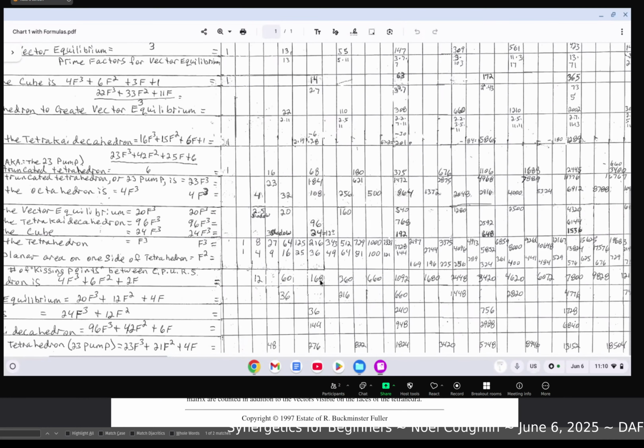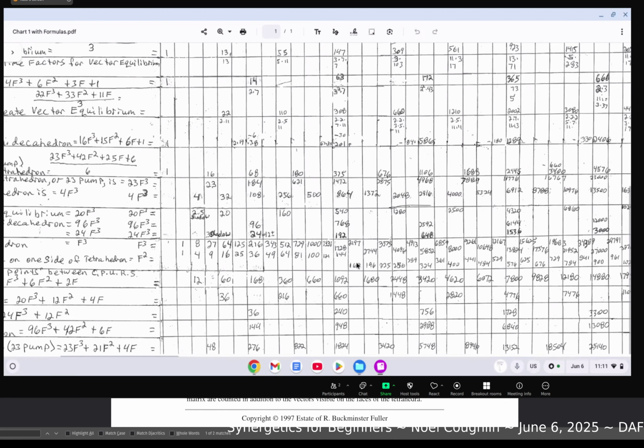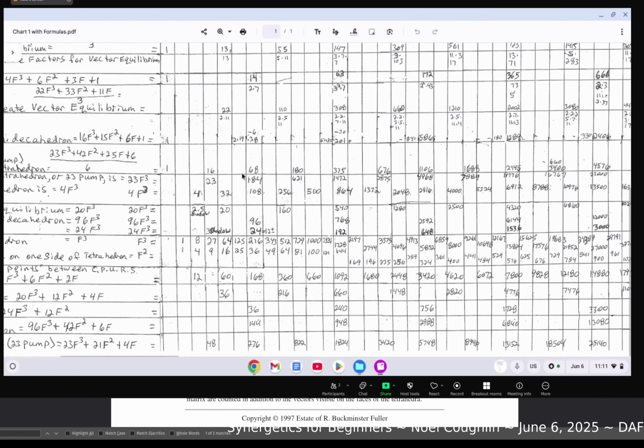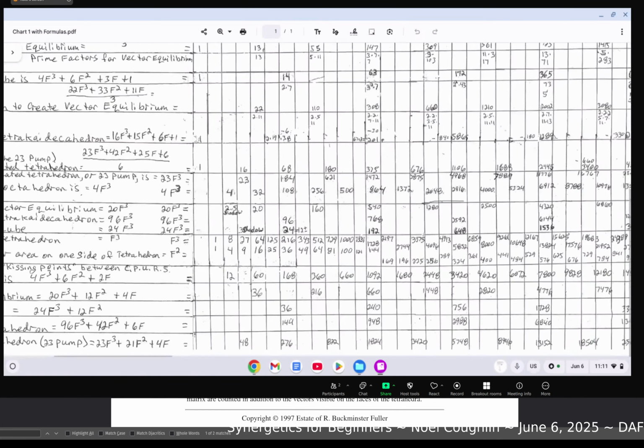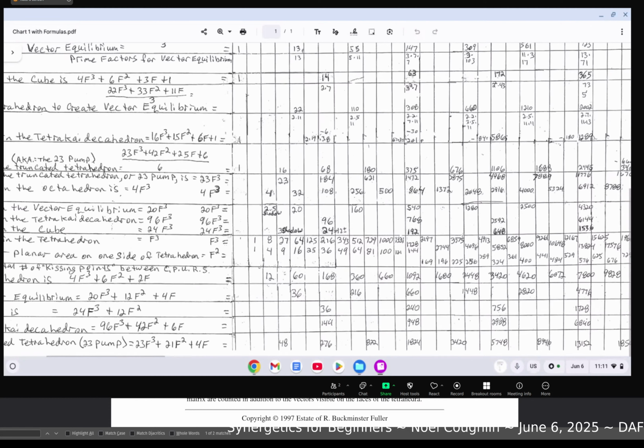You add 4 to 168 to get 172. You add 5 to 360 to get 365. And you add 6 to 660 to get 666. So you got 660 vectors here, 666 there. So now we can look at how the volumes also transform themselves, for instance, into the vectors or the spheres.